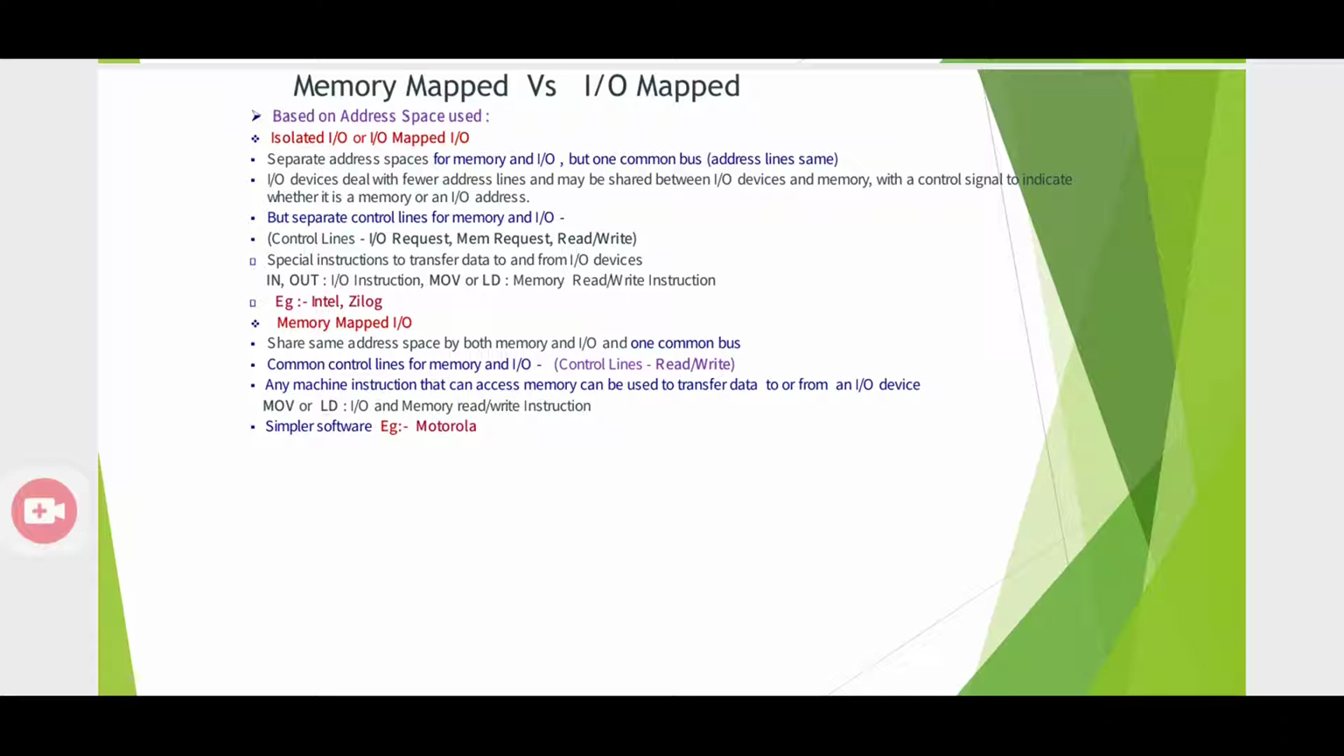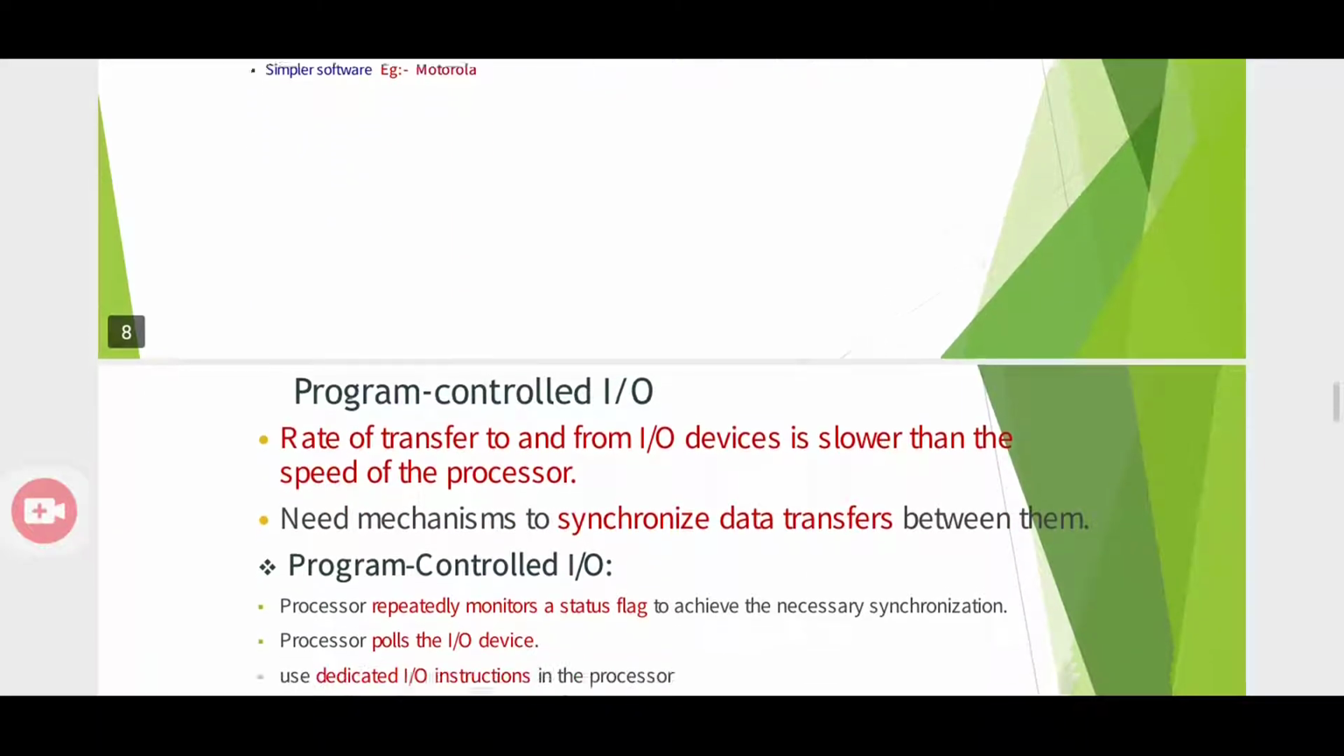IO devices deal with fewer address lines, but they may be shared between IO devices and memory with a control signal to indicate whether it is a memory or an IO device. But there are separate control lines for memory and IO. Okay. The address bus and data bus are shared, but the control line is different for memory and IO in the case of isolated IO or IO mapped IO. So there are two types of address space sharing mechanism. One is memory mapped IO and another one is isolated IO or IO mapped IO.